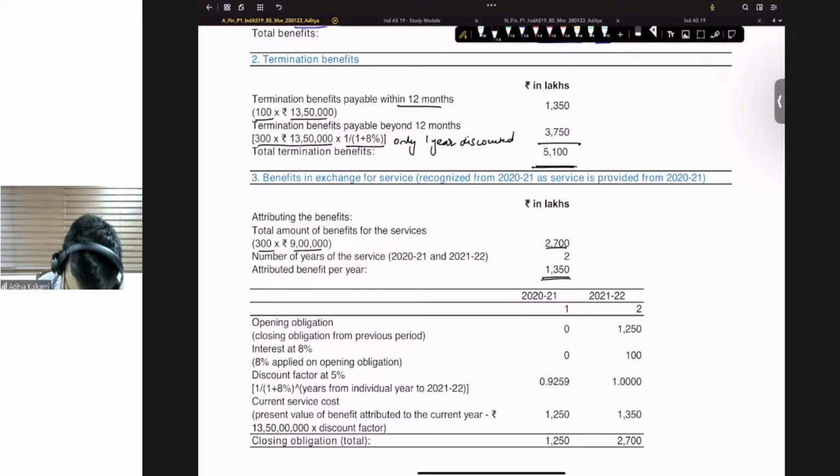Now, service benefits, you are having 300 into 9 lakhs, 2,700. So per year, 1,350 you are attributing. This is attribution, this is allocation per unit. So opening obligation was 0. Interest 0 on opening. The discounting factor is not 5%. This should be 8%.